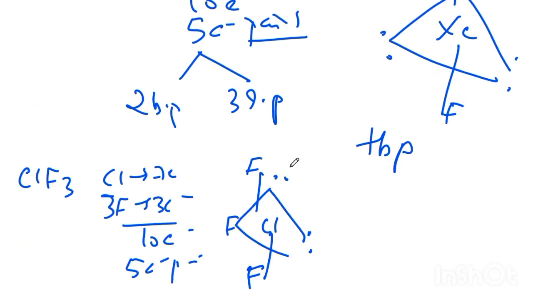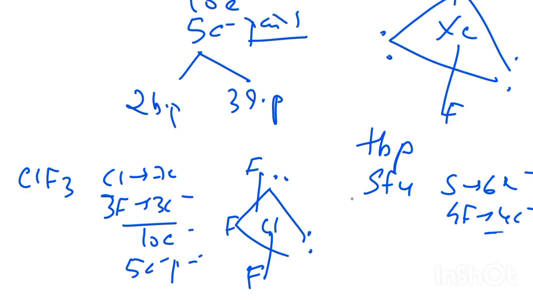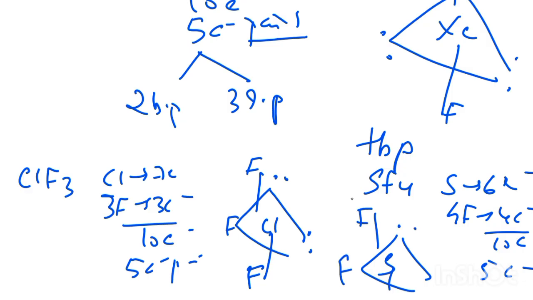Next is SF4. In SF4 we have sulfur with 6, 4 fluorine have 4 electrons, that is 10, 5 electron pairs. 5 electron pairs have trigonal bipyramidal geometry in which 1 lone pair stands in the triangle and the other atoms will be in the other positions. It has a shape of seesaw. ClF3 has a T shape.